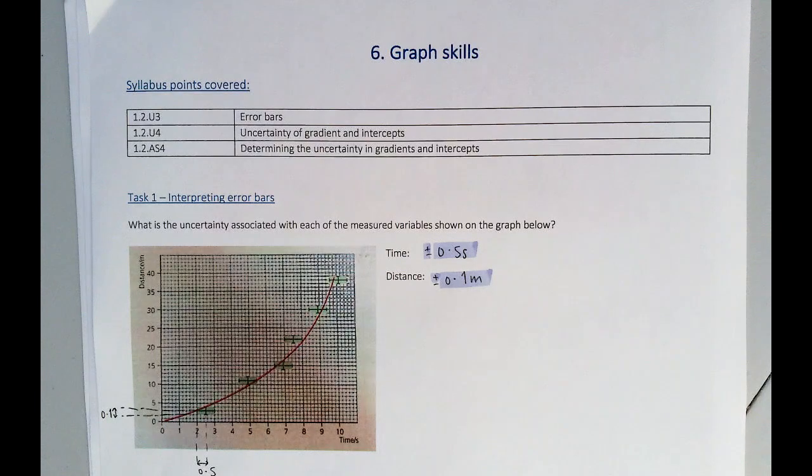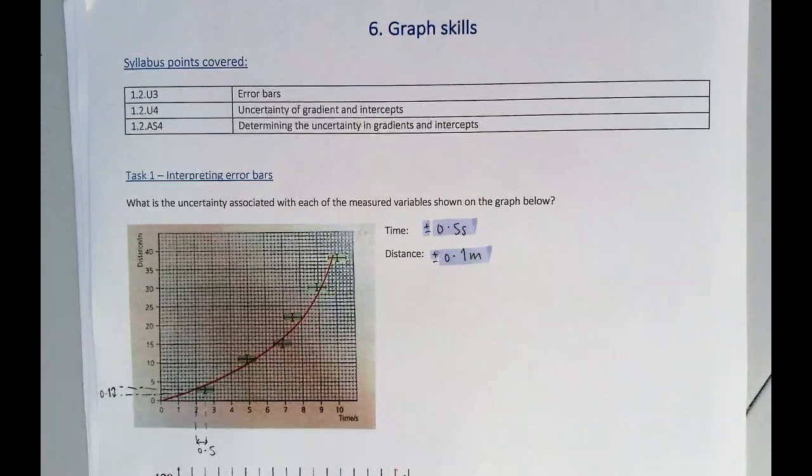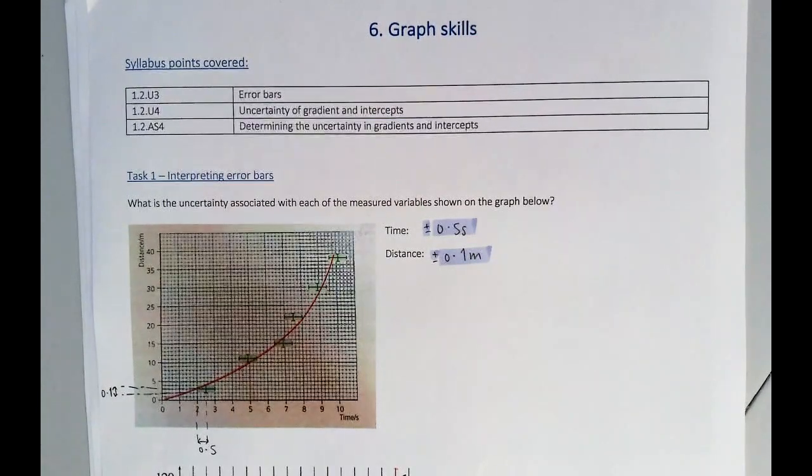So task 1 was pretty straightforward. You just needed to look at the graph, look at the error bars and state what the uncertainty was for both time and distance.